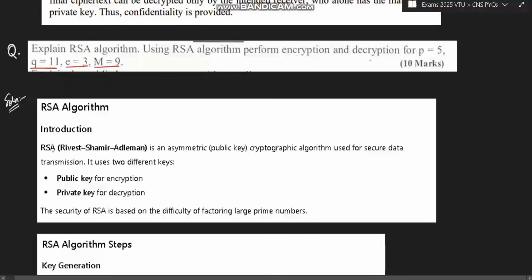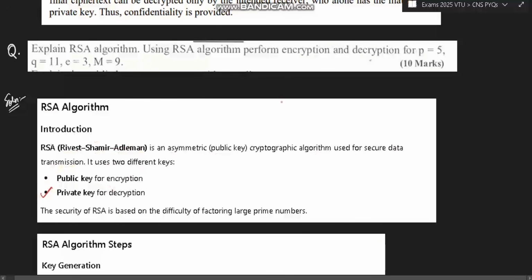What is the RSA algorithm? RSA stands for Rivest Shamir Adleman, an asymmetric public key algorithm. These three scientists discovered this algorithm. It is an asymmetric, meaning public key, cryptographic algorithm used for secure data transmission. It uses two keys: the public key for encryption and the private key for decryption, as discussed previously. Public key is used for locking and the private key is used for unlocking. The secret lies on different numbers.